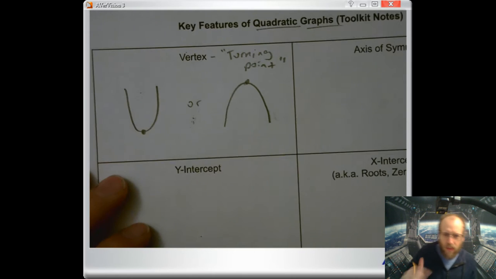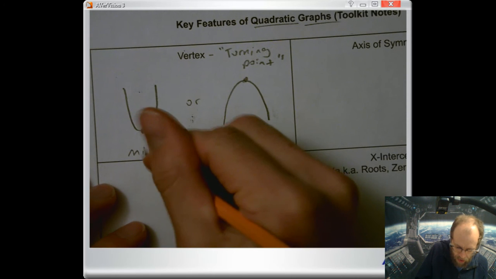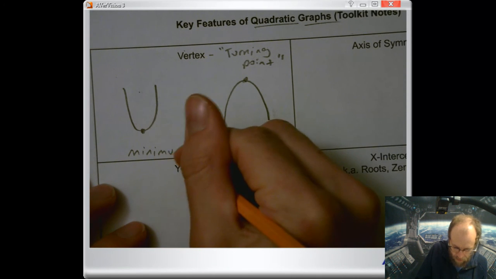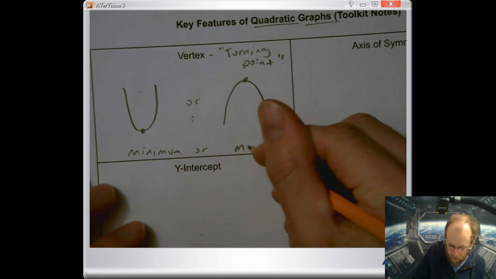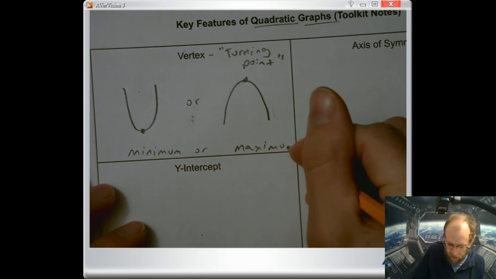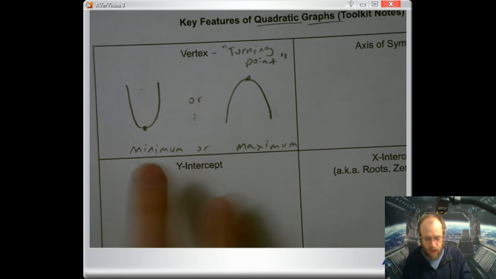Oh, by the way, it's also a minimum or a maximum, either the high point or the low point. So there are a couple of other words you might see associated with it.